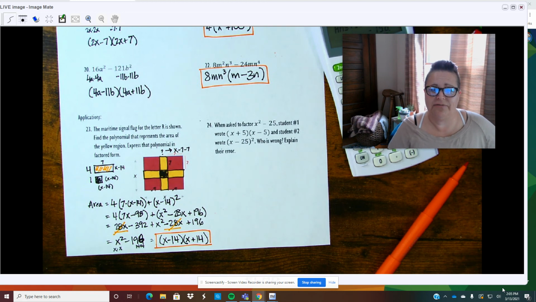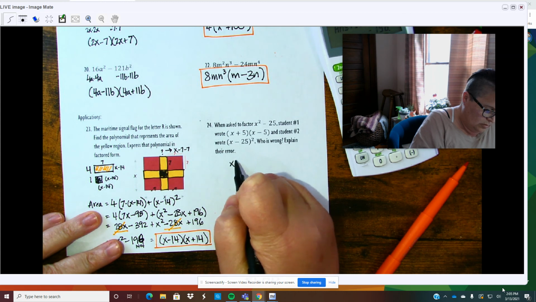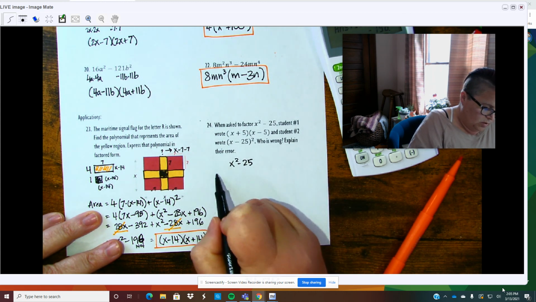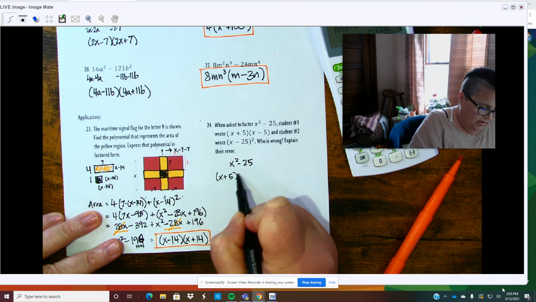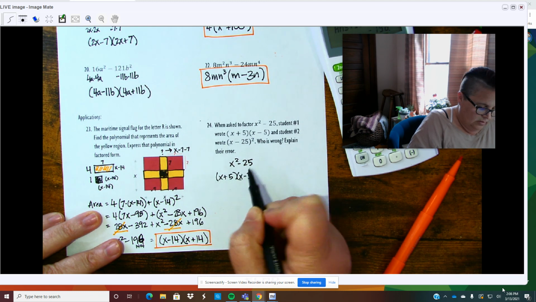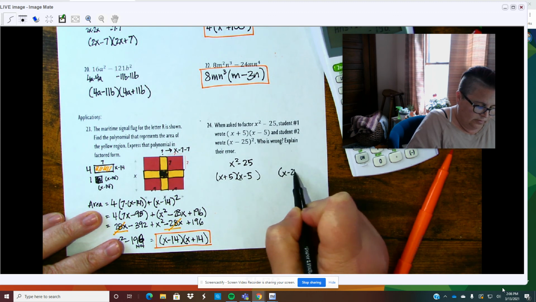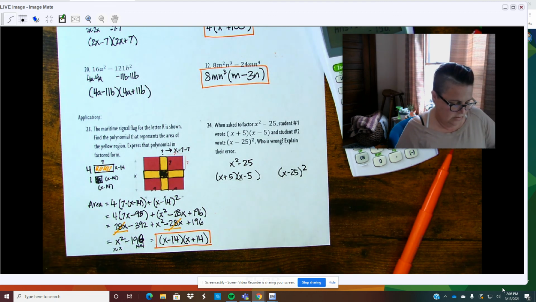All right, when asked to factor x squared minus 25, student number 1 wrote x plus 5, x minus 5. And student number 2 wrote x minus 25 squared. Who's wrong? And what happened?